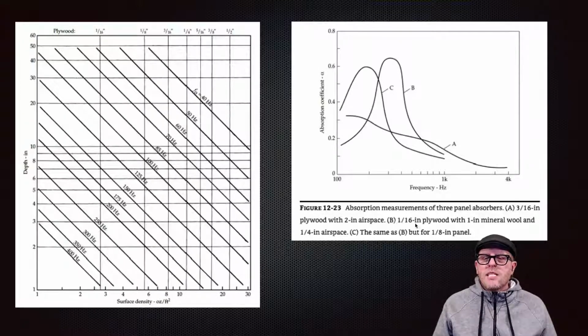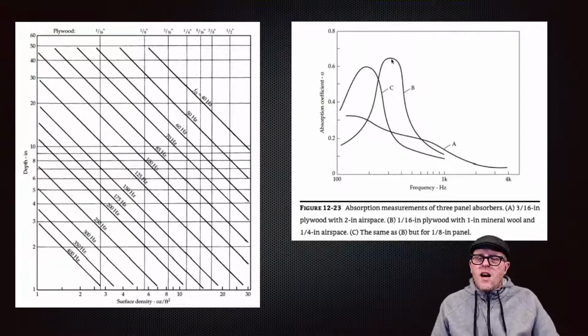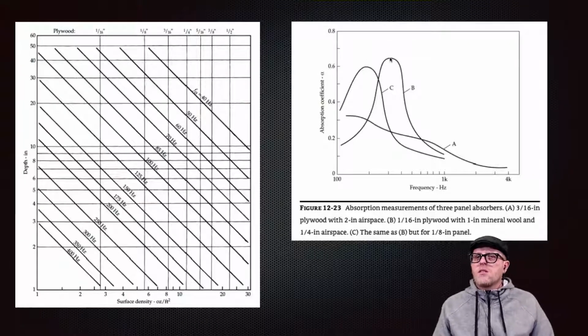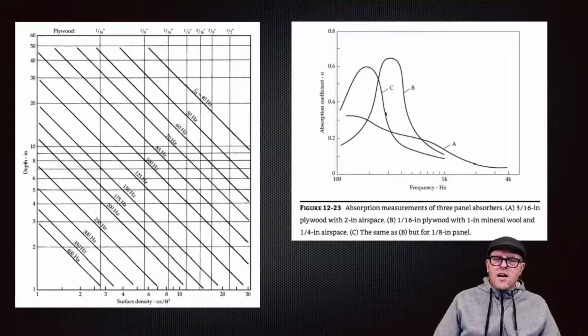So if I go to B, with 1/16 inch plywood, 1 inch of mineral wool and a 1/4 inch airspace, B is really sharp at about 100, 200, 300, 350 hertz. It's absorbing really well at 350 hertz. That's pretty tight. And then the same with a 1/8 inch panel. We can see the effect of changing from 1/16 to 1/8 inch: it drops down here, but this is still a pretty good absorption coefficient. That's going to pull out those low frequencies pretty well, but it's pretty narrow. It's not a broadband absorber. It's not terrible, it does pretty well through this range, but it does really well right here.